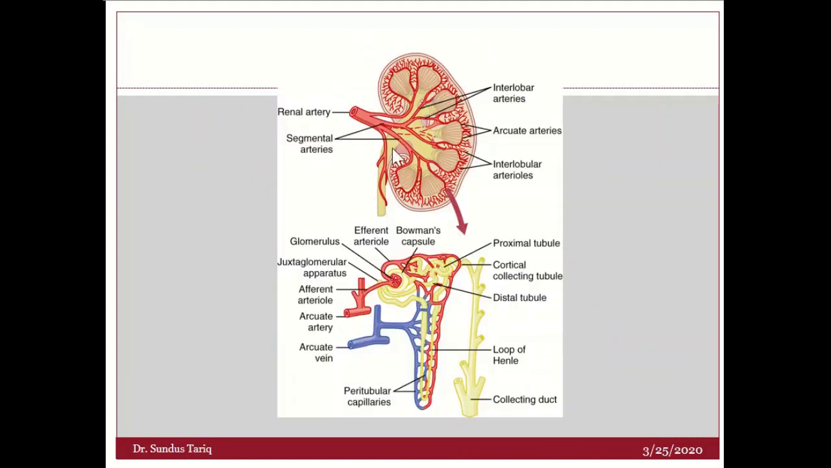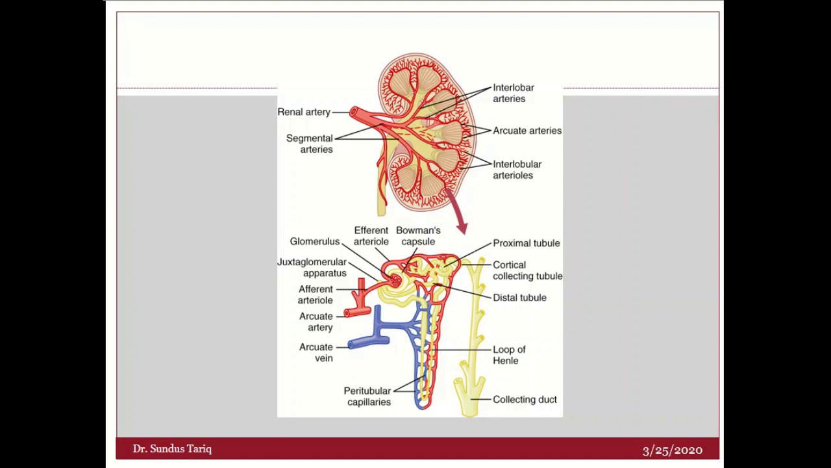So this is the structure of a kidney. It is composed of an outer cortex and inner medulla. The medulla is composed of pyramidal shaped structures, which are called renal pyramids. And in the cortex as well as in the renal pyramids, a special structure is located, which is called the nephron.